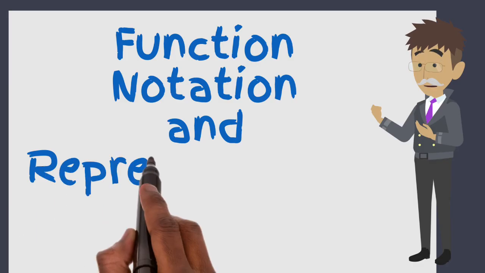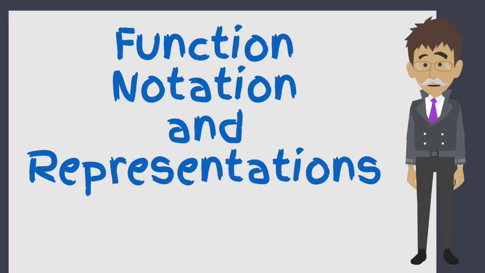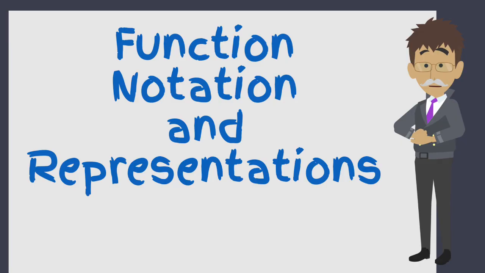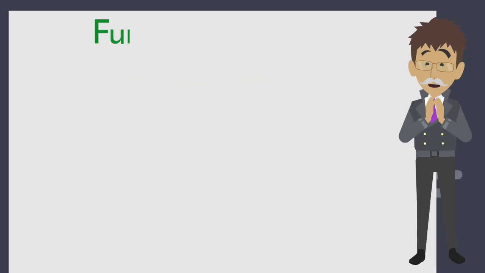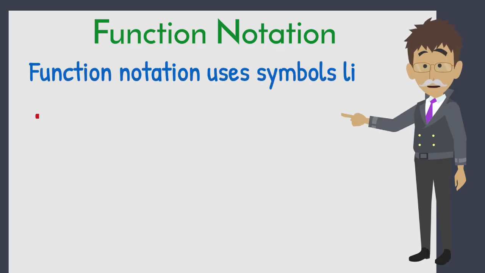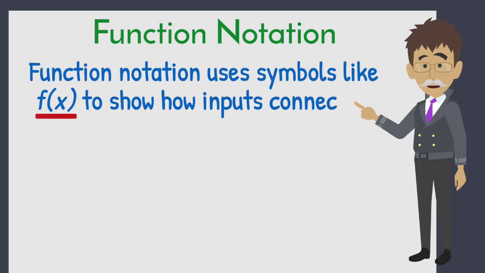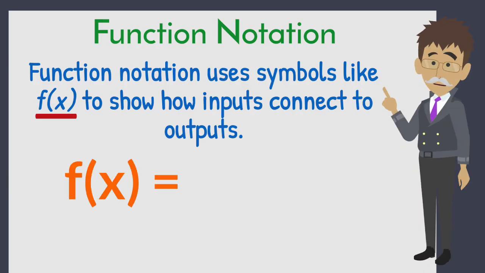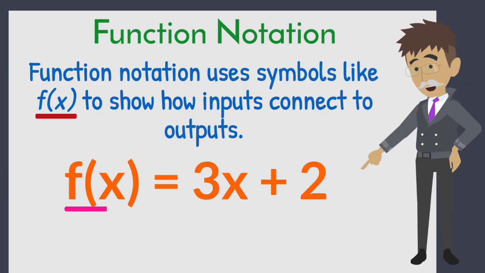Functions can be written in different ways, and each format tells you something useful. These notations help you communicate clearly in math, science, and technology. Function notation. Function notation uses symbols like f of x to show how inputs connect to outputs. For example, f of x equals 3x plus 2 means the output is 3 times the input plus 2.